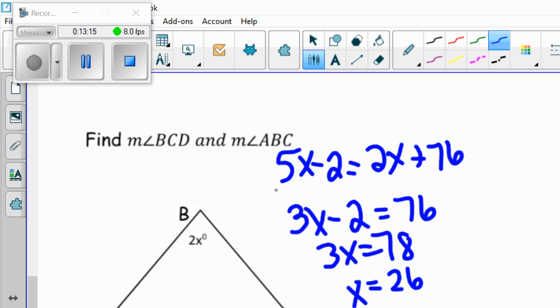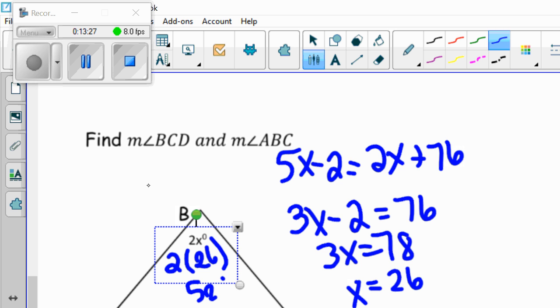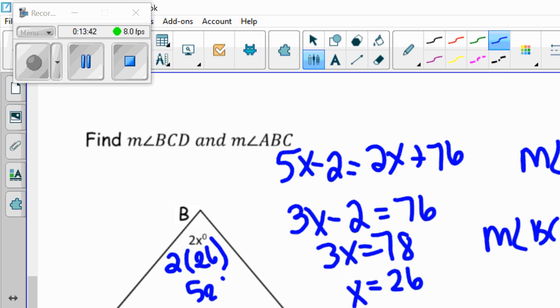Now I can plug that in to find the measure of these. So if I plug it in, angle B, 2 times 26 is 52 degrees. So the measure of angle ABC is 52 degrees. The measure of angle BCD, there are several ways I could find it. I could just plug x in, 5 times 26 minus 2. So 5 times 26, that's 130, minus 2. So the measure of angle BCD is equal to 128 degrees. So those are my two answers.